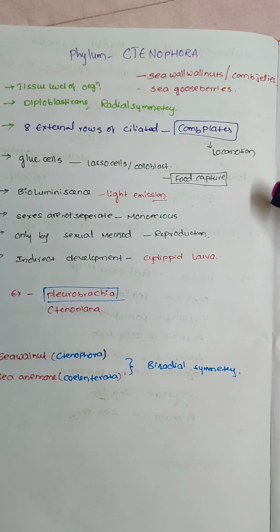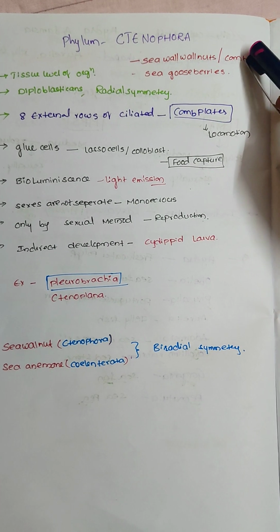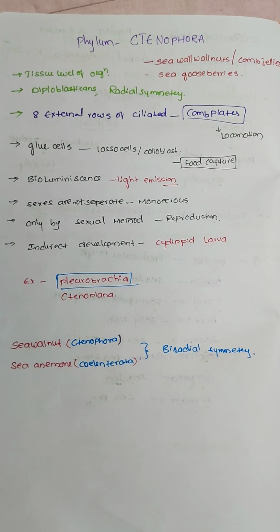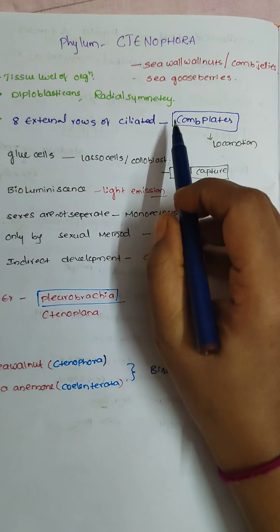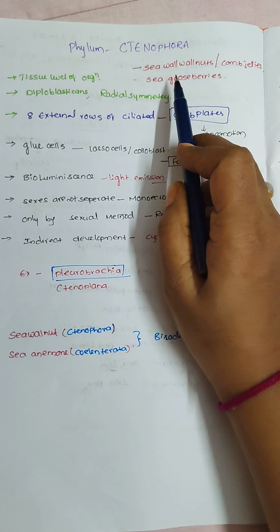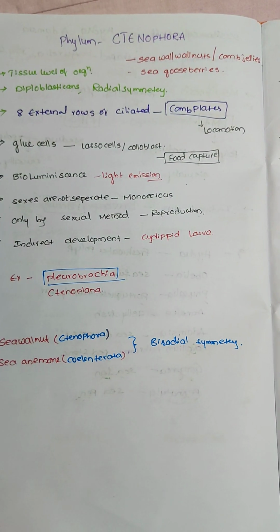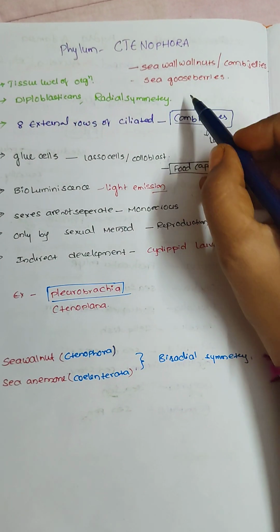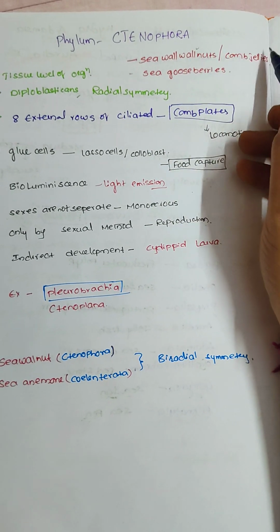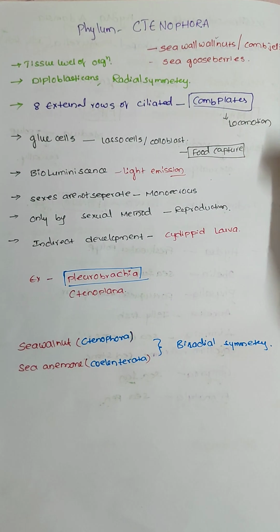Hello everyone. Today the phylum Ctenophora. It is an invertebrate phylum called Ctenophora. Generally it is called sea walnuts or comb jellies or sea gooseberries. So in the MCQ they may ask "Ctenophoras are...". So we have to remember the common names of the phylum: sea walnuts, comb jellies and sea gooseberries.